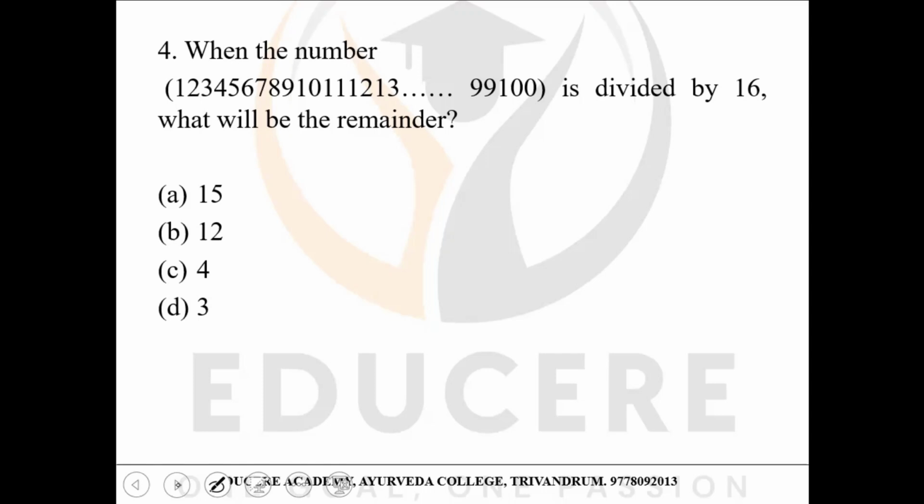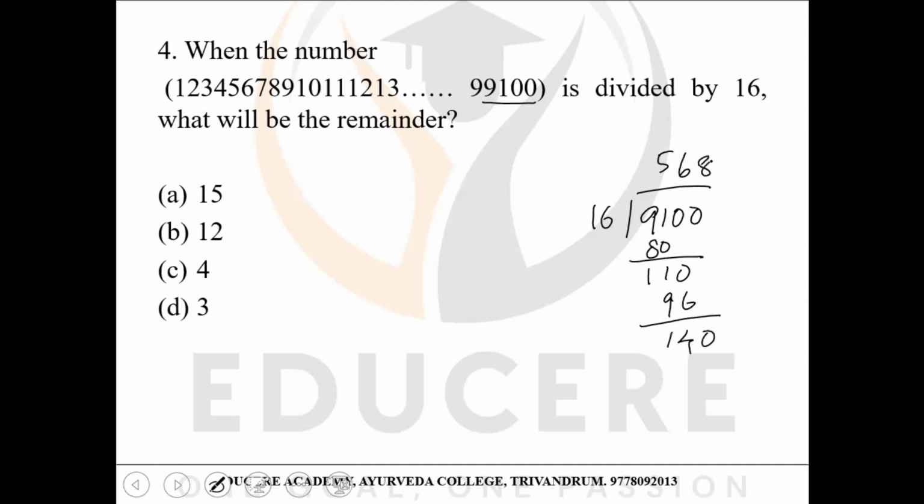For this question, we have to divide this number by 16. What will be the remainder? For the case of 4, we consider the last 2 digits. For the case of 8, we consider the last 3 digits. And for the case of 16, you have to consider the last 4 digits. So just divide the last 4 digits, 9100, by 16. 5 times 16 is 80, and again 110; 6 times is 96, again 14, 140; 8 times is 128. So the remainder is 12. So option B is the correct answer.